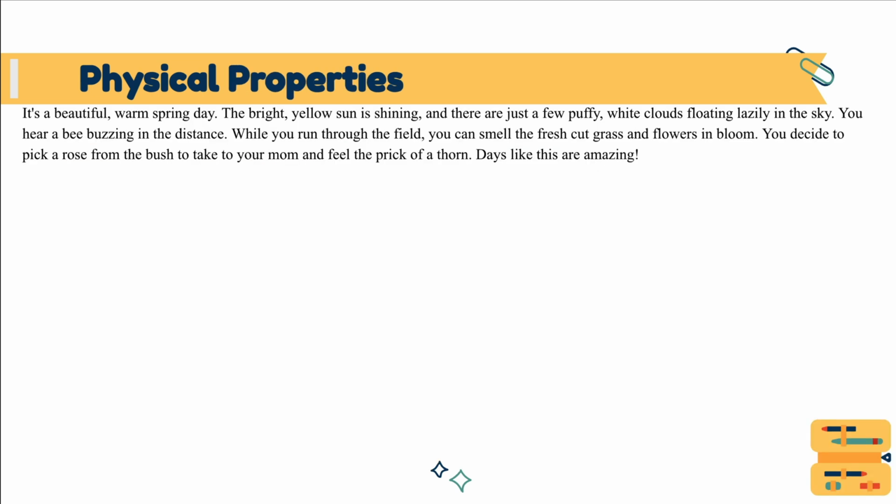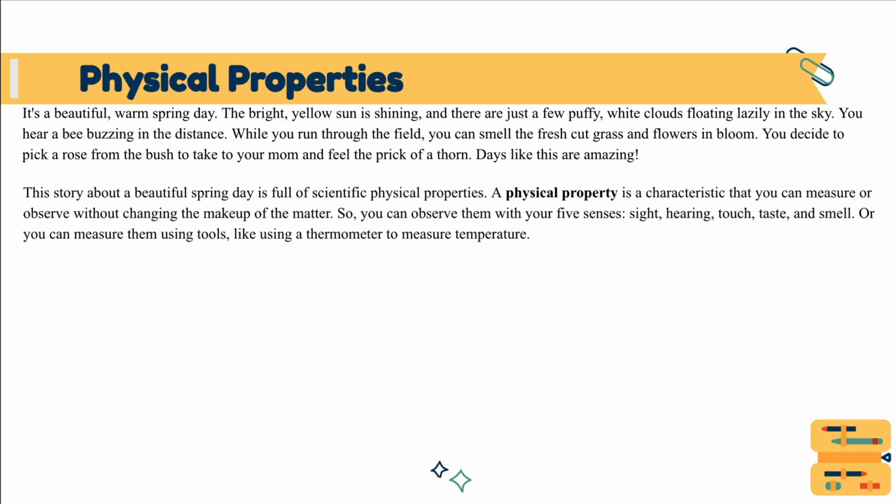Physical properties. It's a beautiful warm spring day. The bright yellow sun is shining, and there are just a few puffy white clouds floating lazily in the sky. You hear a bee buzzing in the distance. While you run through the field, you can smell the fresh cut grass and flowers in bloom. You decide to pick a rose from the bush to take to your mom and feel the prick of a thorn. Days like this are amazing. This story about a beautiful spring day is full of scientific physical properties.